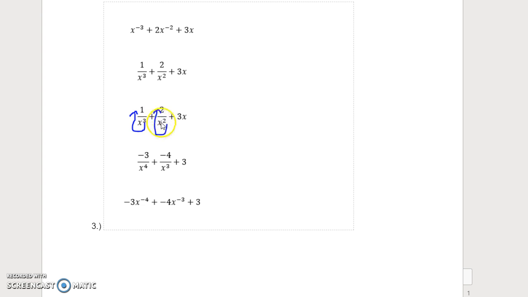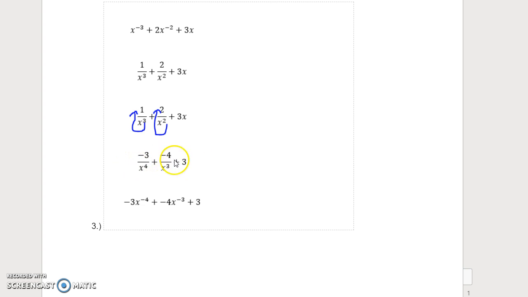We have 2 over x to the second. And when we do that, it turns into a negative 4 because this is actually a negative 2. So negative 2 times 2 is negative 4. And we take this negative 2 and we subtract 1 from it to get 3. And then we just have the regular 3x over here. It's 3x to the first, 3 times 1. This becomes a 0, so it's just 3.